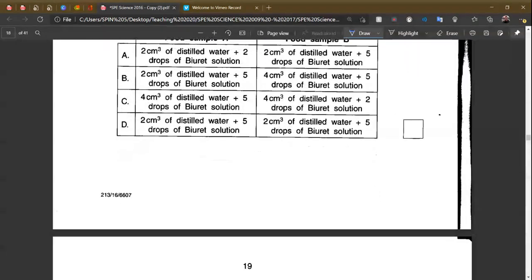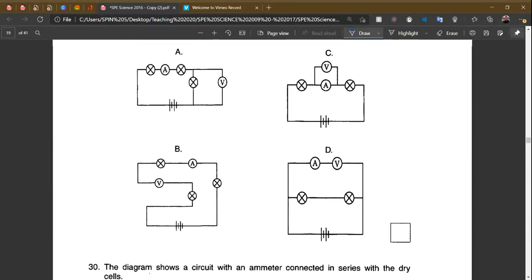Question 28 onwards you haven't learned, so I'm going to cover that in the future.